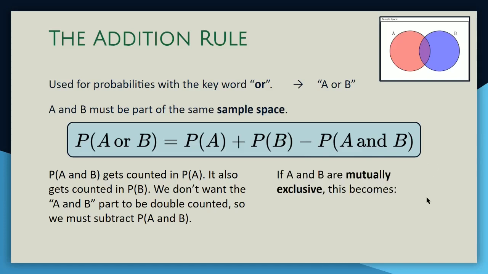If those events are mutually exclusive, meaning in this picture those two circles don't overlap, this just becomes P(A or B) is P(A) plus P(B). The important thing is to remember anytime you're doing the addition rule, subtract off anything that got double counted.